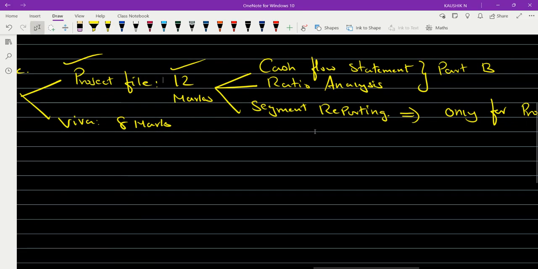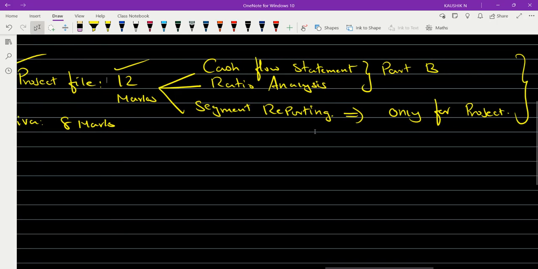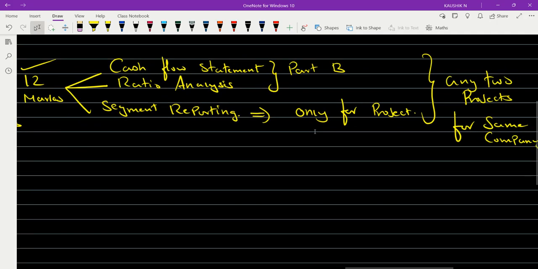And now coming to the concept. With respect to the project file, the student is given an option. They are given three topics: one is cash flow statement, ratio analysis, and segment reporting. Among these three topics, the student has to select any two topics. Among these three, they have to select any two.